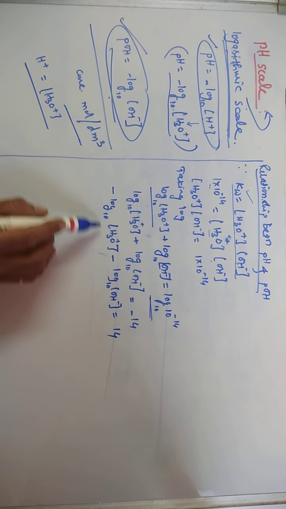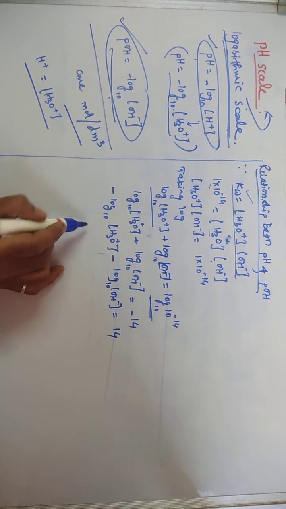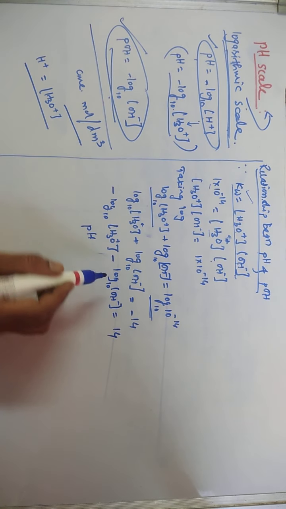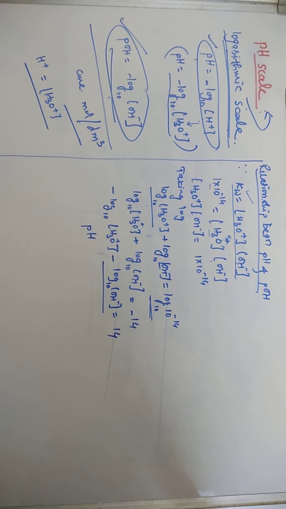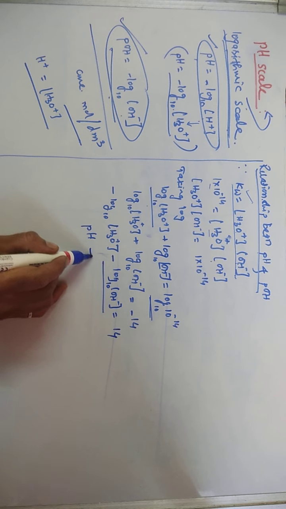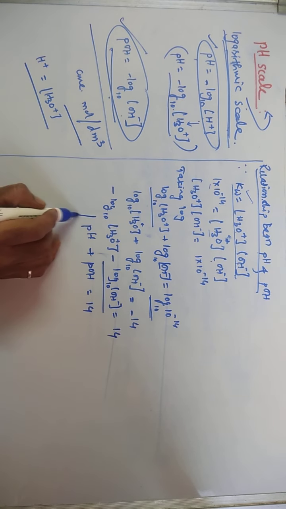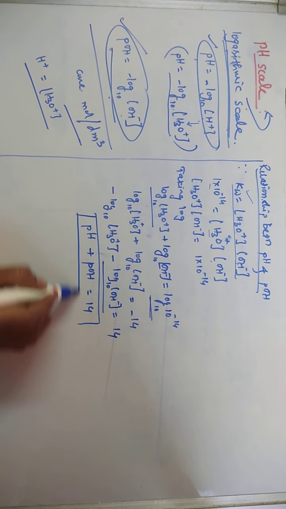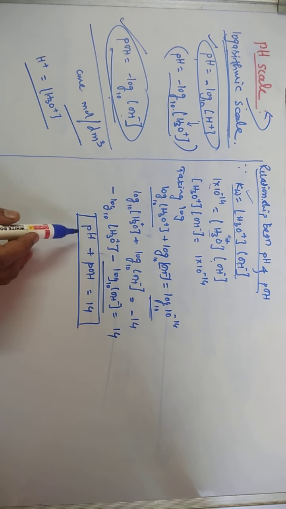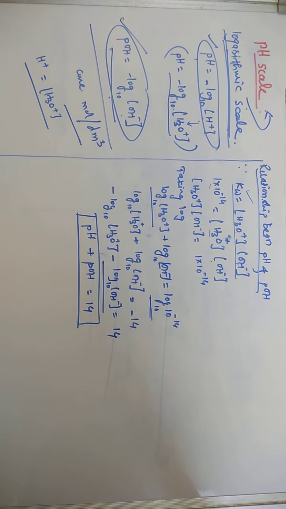Now minus log to the base 10 of H3O+ concentration is pH, and minus log of OH- concentration is pOH. So pH plus pOH equals 14. So for a particular solution, the sum of pH and pOH is always equal to 14. This is the relation between pH and pOH.